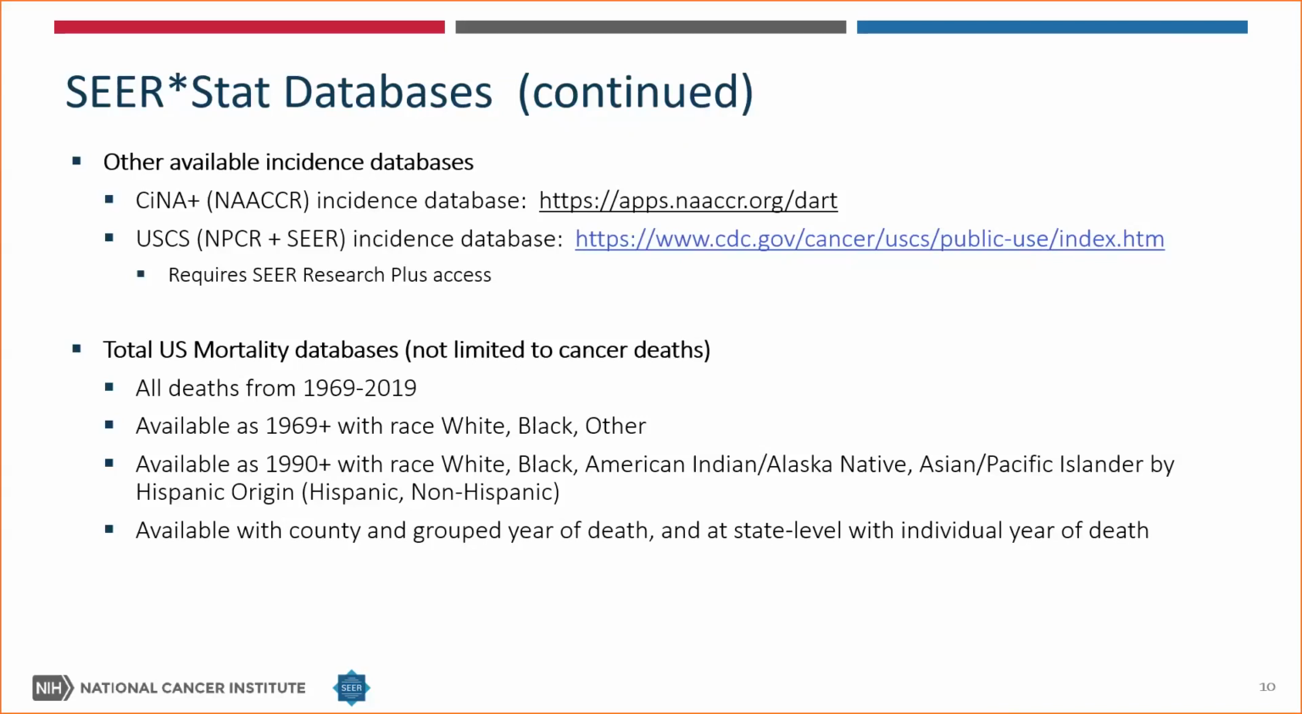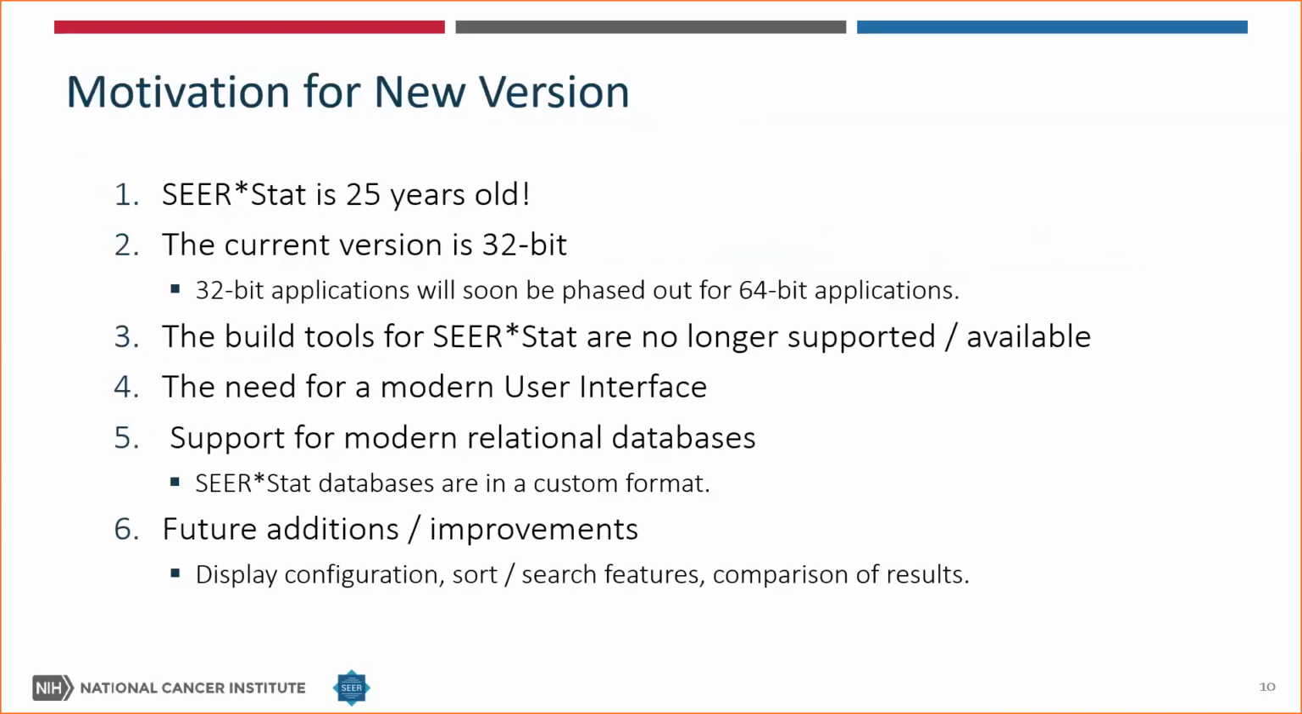And these are available at the county level with grouped year of death, at the state level with individual year of death. NCHS requires suppression based on cases if there are fewer than 10 deaths. So SEERStat automatically suppresses those statistics.